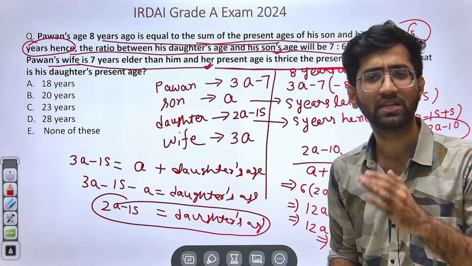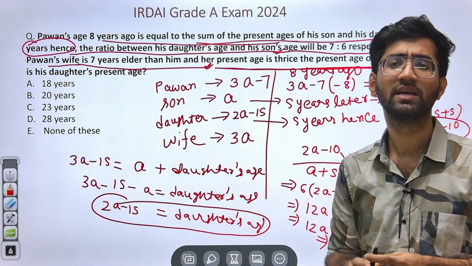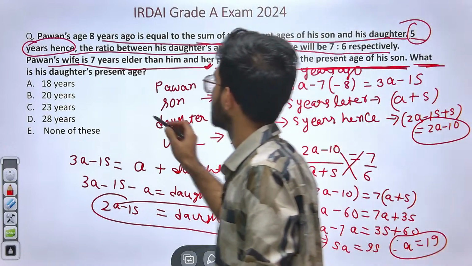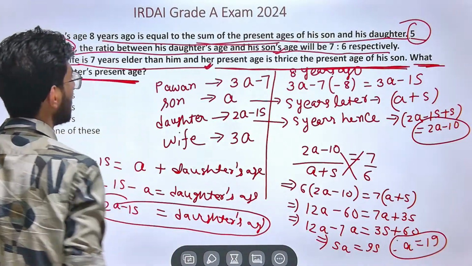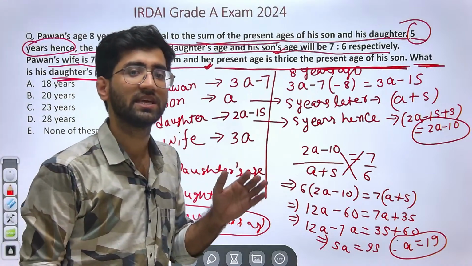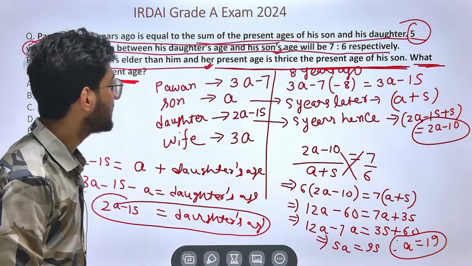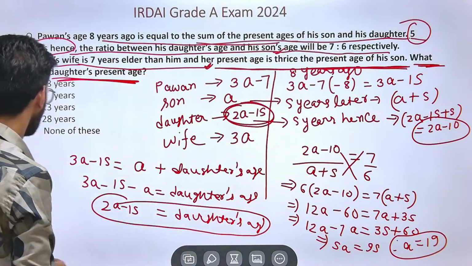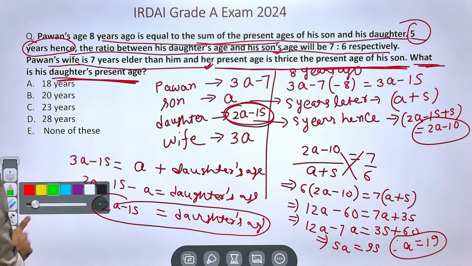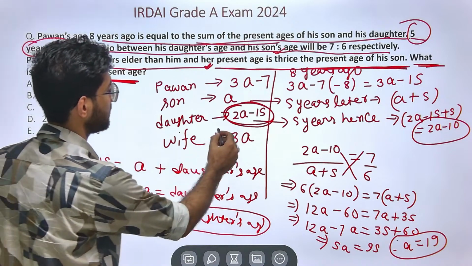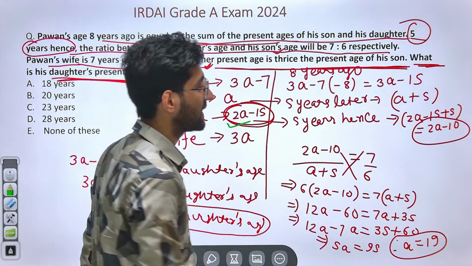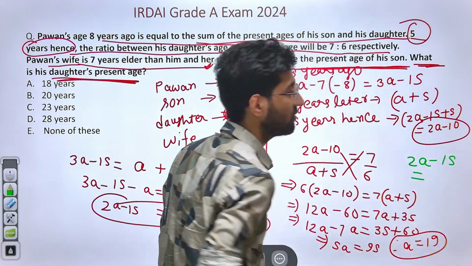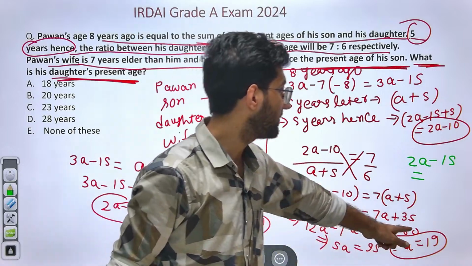Read the last part of the question again: what do we have to find? We have been asked to find his daughter's present age. His daughter's present age is 2a minus 15, so we have to find 2a minus 15. Do we know the value of a? Yes, we know that the value of a is 19.